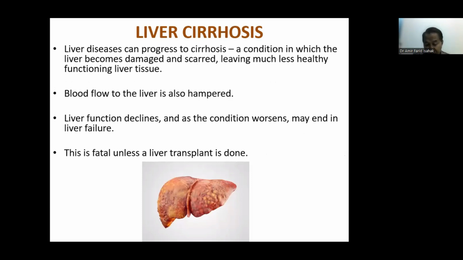So fatty liver disease and hepatitis can all progress to liver cirrhosis, and from liver cirrhosis can progress to liver cancer. Liver diseases can progress to cirrhosis, which is a condition in which the liver becomes damaged and scarred, leaving much less healthy functioning liver tissue. Because of the scarring, blood flow to the liver is hampered, and liver function declines, and as the condition worsens, you may end up in liver failure. And this is a fatal condition unless a liver transplant is done.